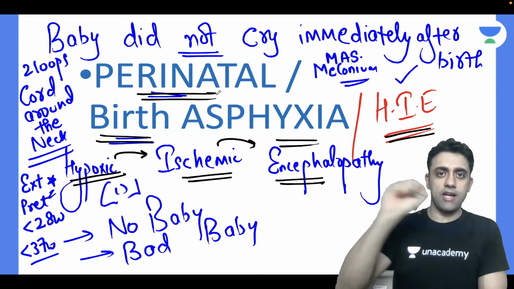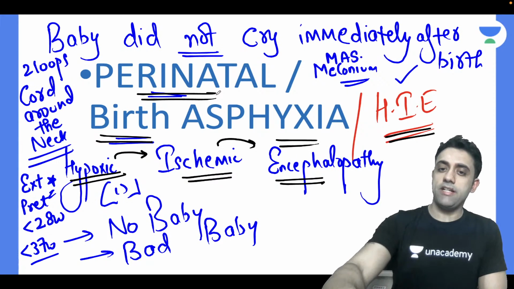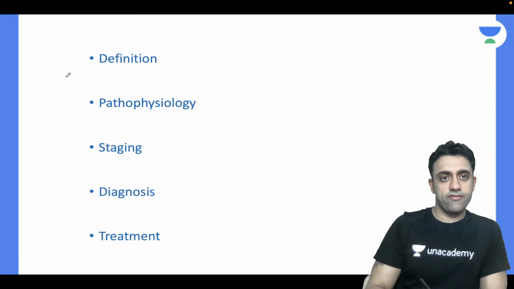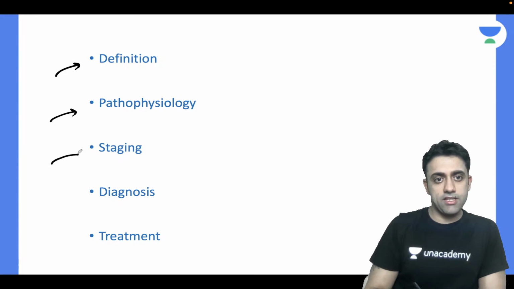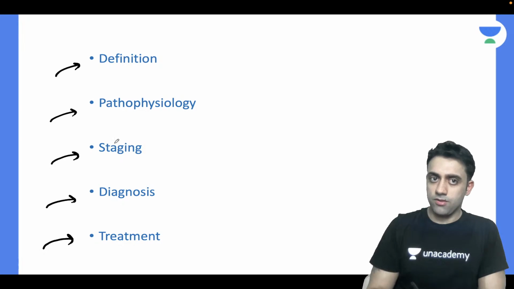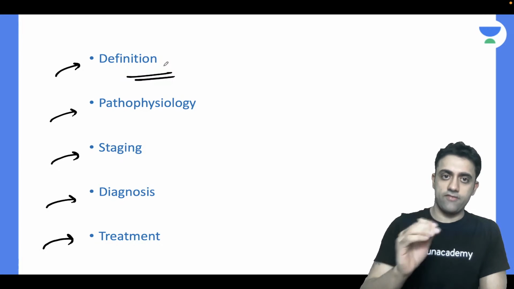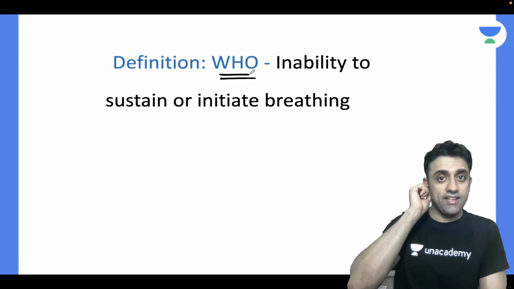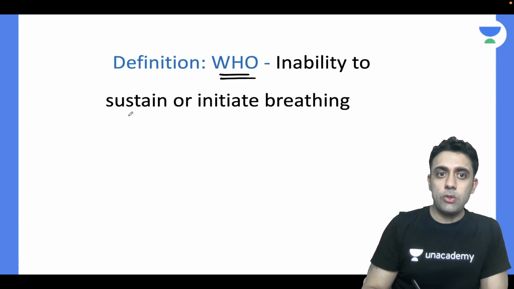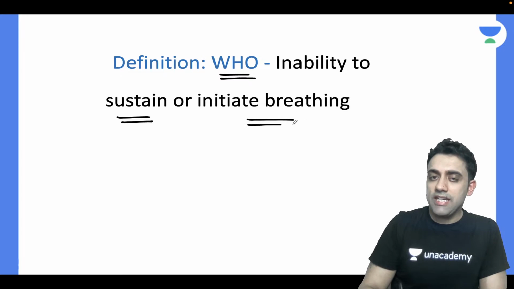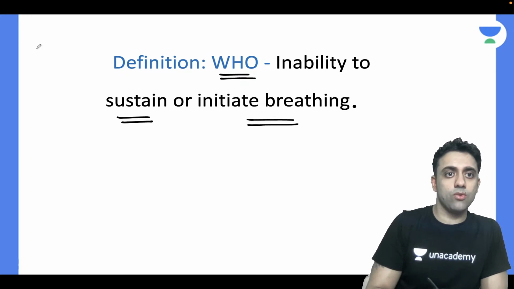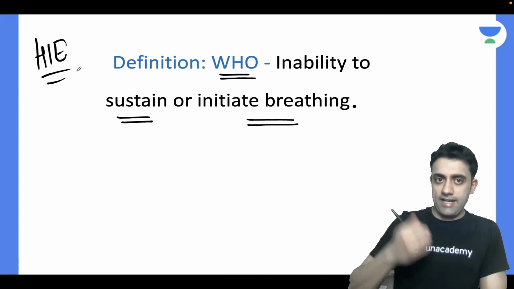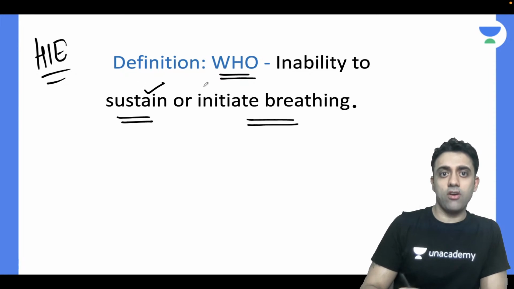From there, the whole story will start from baby did not cry. Baby did not cry. Okay. So this topic will be divided into definition, pathophysiology, staging, diagnosis, and treatment. Okay. So definition, the first definition of HIE, WHO says, it's a very easy definition: inability to sustain or initiate breathing. That is known as HIE. Do you agree with me? Yes or no, Hamid?